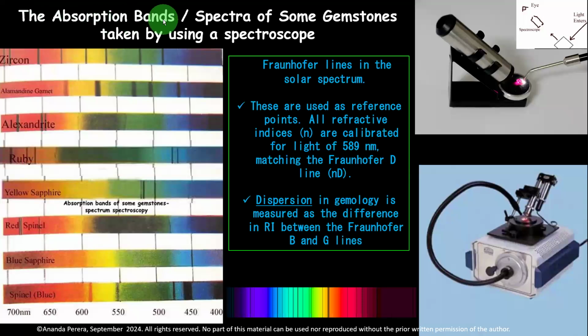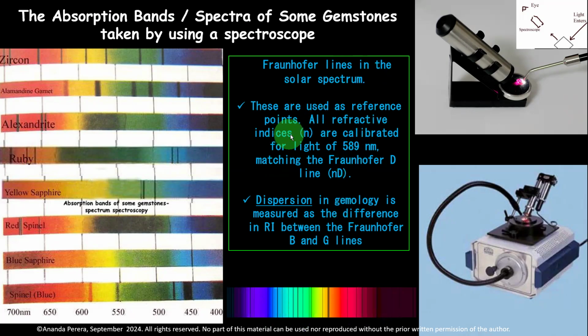Then here it is, the absorption bands, that means absorption spectra or absorption bands of some gemstones taken by using a spectroscope. Fraunhofer lines in the solar spectrum. It is given earlier. These are the circled lines. Almandine garnet, alexandrite lines, absorption spectra, ruby, yellow sapphire. Some stones are mentioned here. You can identify this. And here, these are the Fraunhofer lines in the solar spectrum. These are used as reference points.